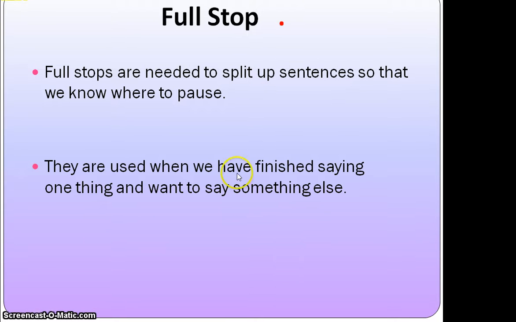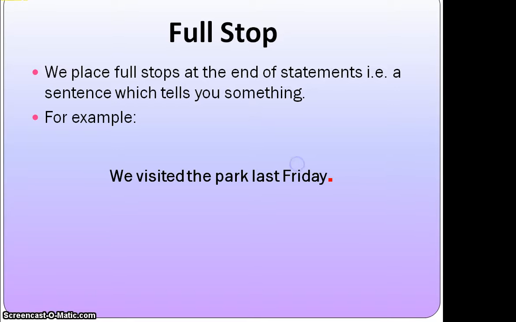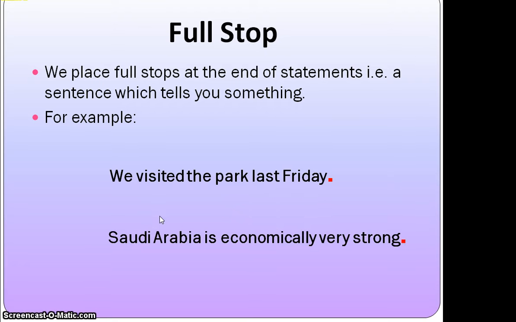They are used when we have finished saying one thing and want to say something else. One thought is completed, you put a full stop, and then you continue with a new thought. See this example? We place full stops at the end of statements which are telling you something. For example here, we visited the park last Friday. At Friday, this thought has ended. So we will put a period or full stop here. Saudi Arabia is economically very strong. So the thought has ended here. So we will put a full stop here.